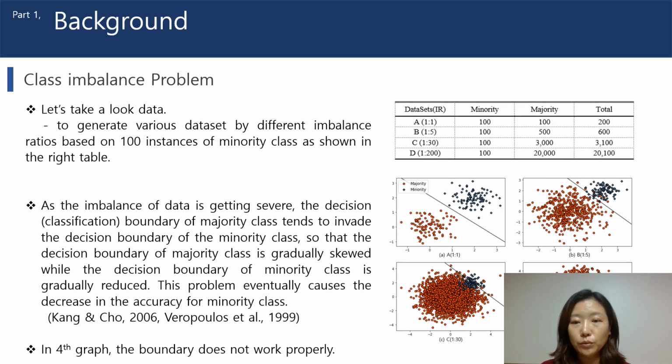I want to show the decision boundary movement process in an imbalanced situation. I generated some datasets like this with different imbalance ratios. As the imbalance gets more severe, the decision boundary tends to move toward the minority class like this, so the area of the minority class is gradually skewed. This problem reduces the accuracy of the minority class. So in the third and fourth graphs, you can see that the decision boundary does not work properly.